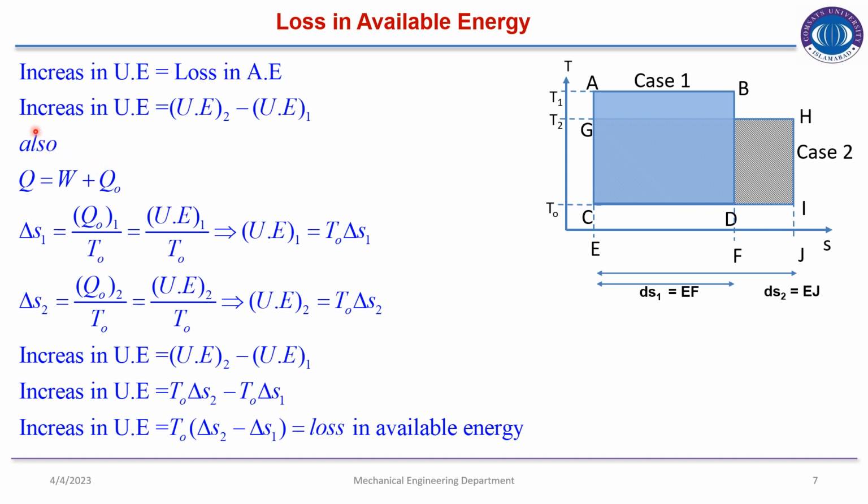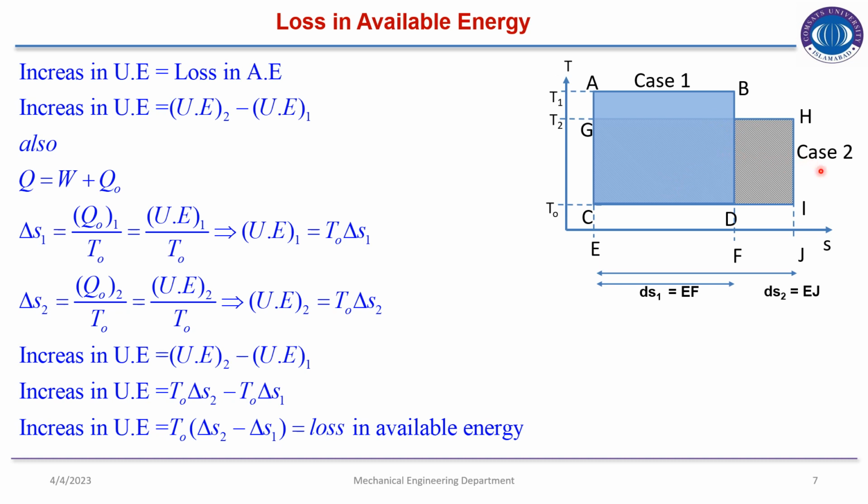So here we want to find the relation to represent the loss in the available energy. That is the TS diagram that we discussed in the previous slide as well. Both rectangles, the one with blue color represents case 1, and the one with diagonal gray lines represents case 2. So hopefully you can see the rectangle behind the light blue one.